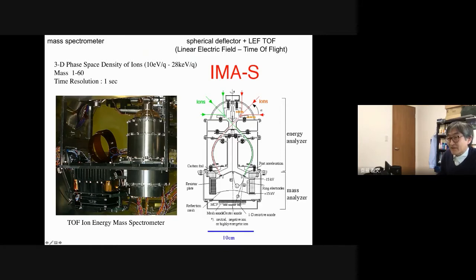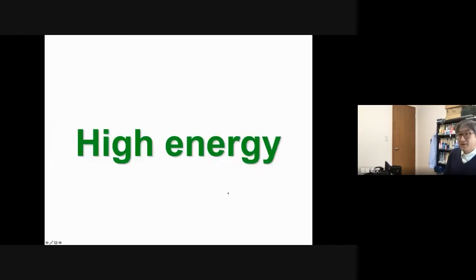So by measuring the time difference between the secondary electrons emitted when the ions pass through the carbon foil and the electrons emitted when the ions collide with the top part, we can measure the time of flight of these ions. And by this measurement, we can determine the mass of these ions with very high mass resolutions. Okay, so these are examples of mass spectrometers.